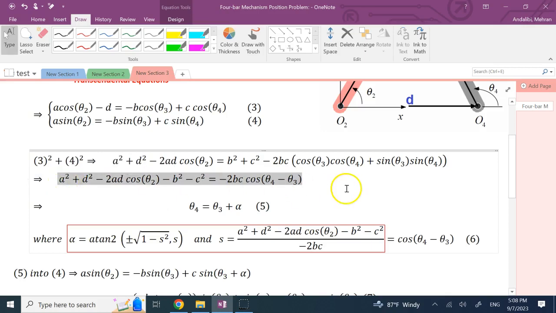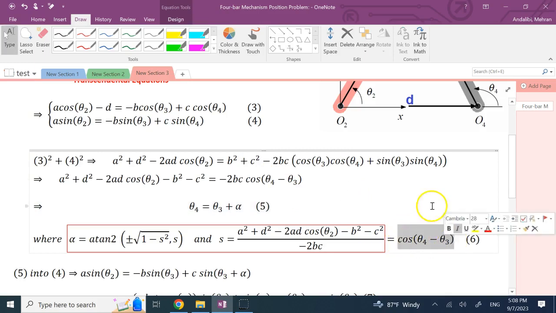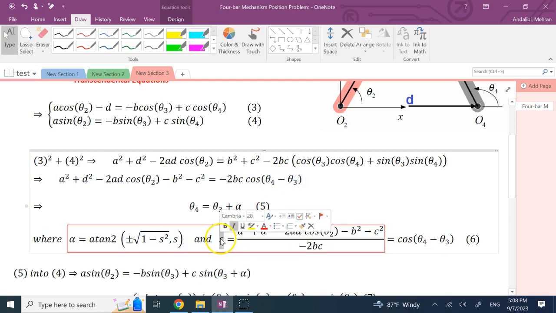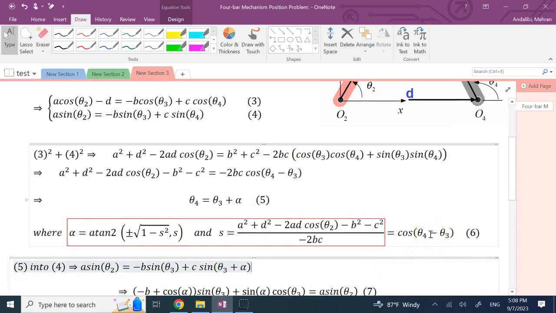Now what can I do? I can divide the left-hand side by this constant negative 2bc. And the result is going to be what? Cosine of theta 4 minus theta 3. And this is exactly this ratio that you can see here. I give it a name and I call it S. Now, cosine of theta 4 minus theta 3 is S. What is sine of theta 4 minus theta 3? Well, if cosine of something is S, sine of it is plus or minus square root of 1 minus S squared.